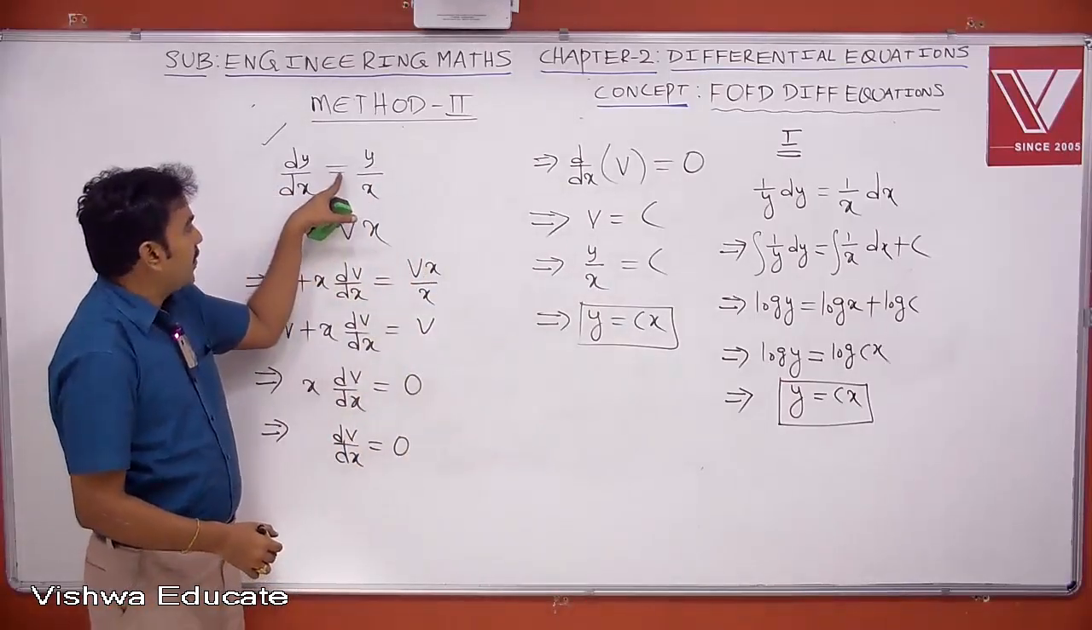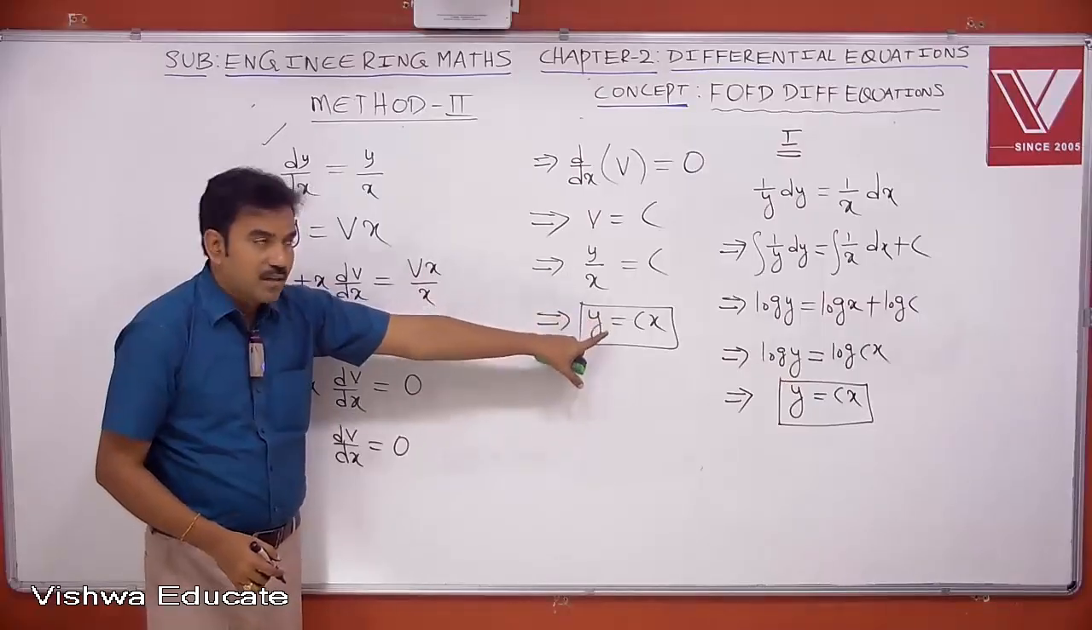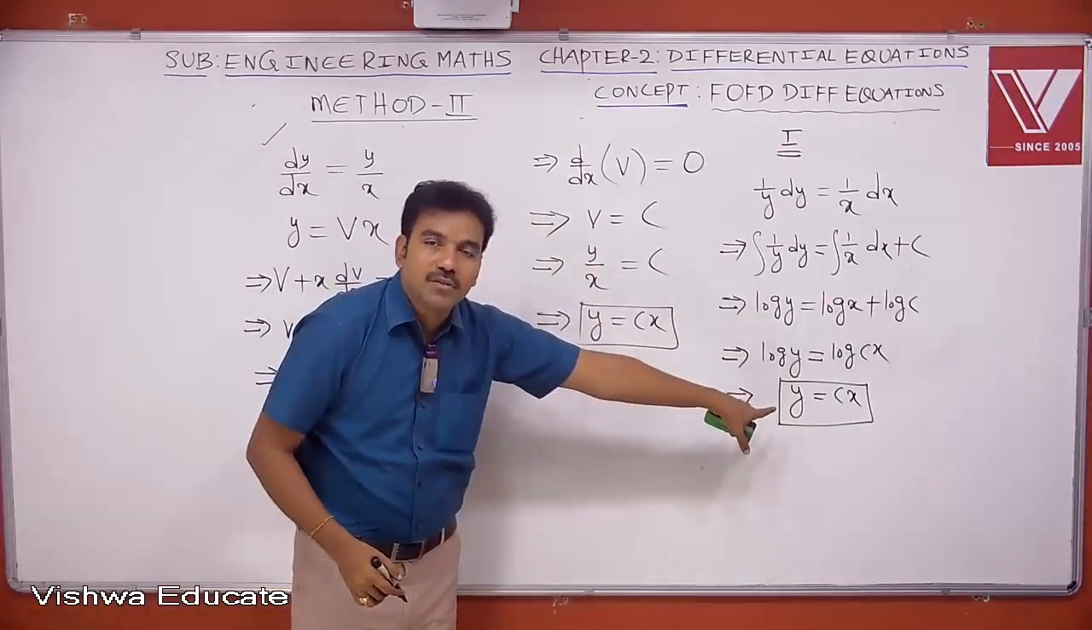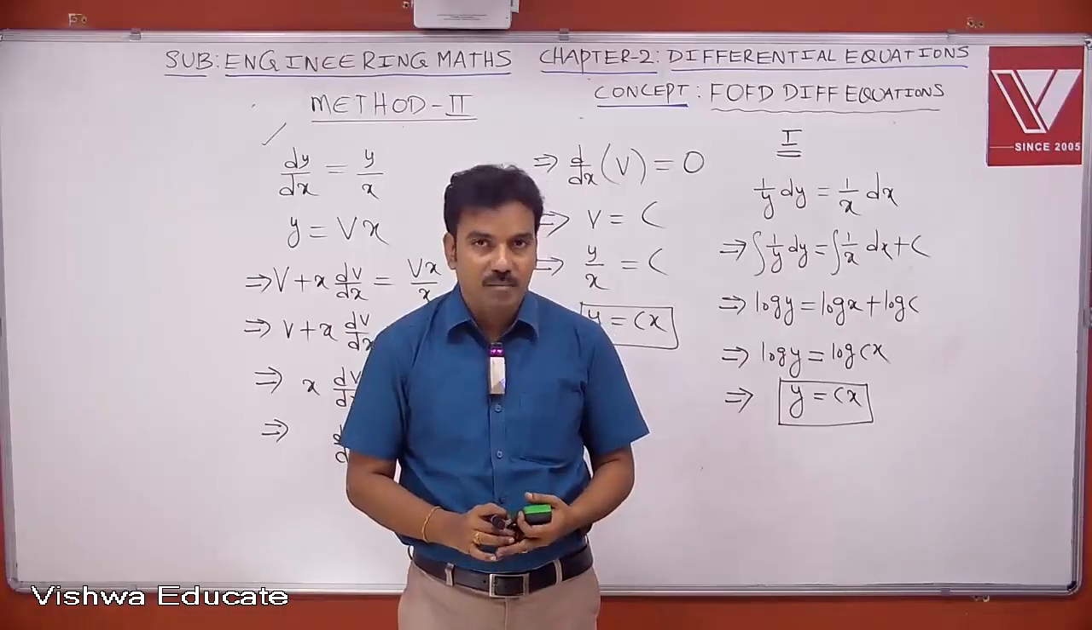So this is the way to solve this by method number 2, that is homogeneous method, and this is by separation of variables. See, whatever the method you follow, final general solution must be same. Note this.